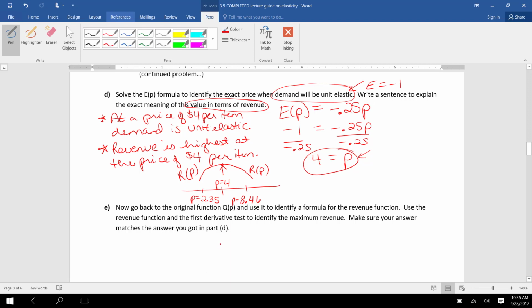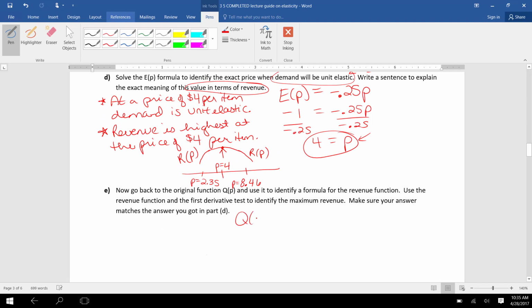Raising the price 1% will result in demand going down 1%. It's really staying flat. Up 1% in price, down 1% in demand. It's flat for an instant. Revenue is flat for an instant. It's at the peak. Lastly, it says now go back to our original function Q of P.